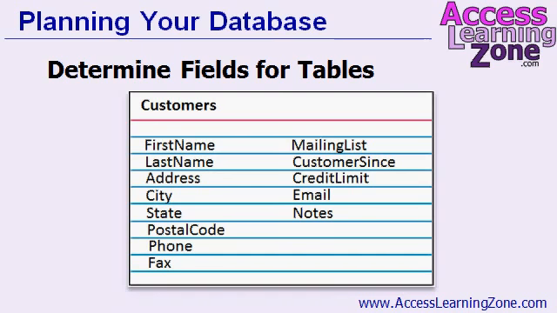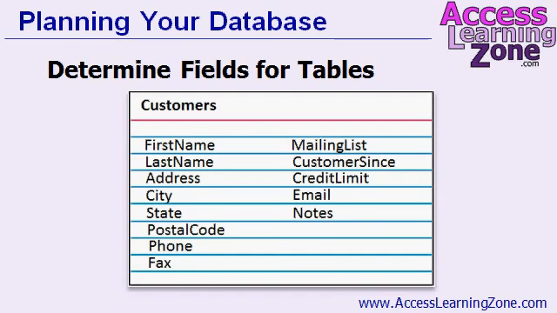So for example, I have basic information about my customer: first name, last name, address, city, state, zip code or postal code, phone number, and fax number. There's also some additional information I'd like to keep track of. For example, is this customer on my mailing list? How long has he been a customer, which I call customer since? What's this customer's credit limit? His email address? And then any other extraneous notes that I might want to track about this customer.